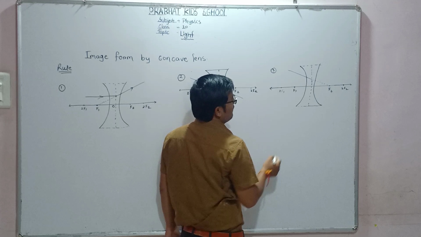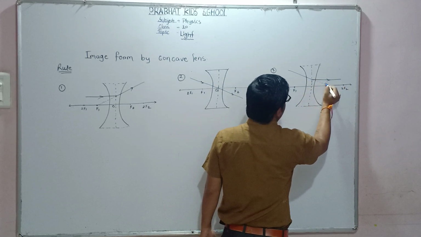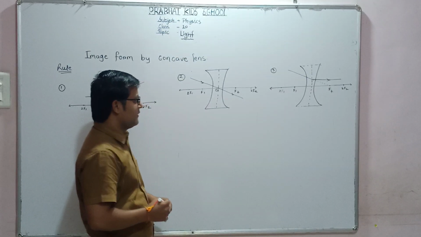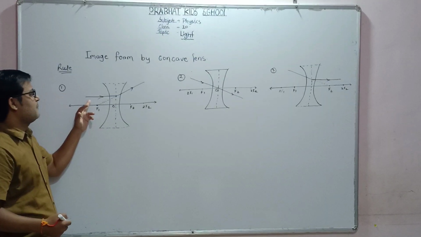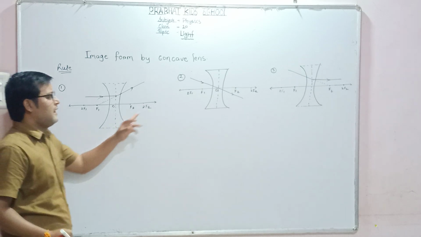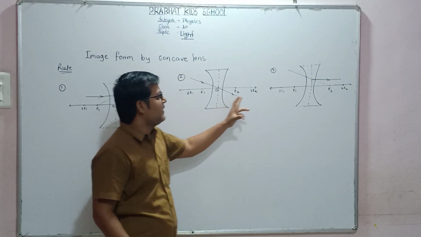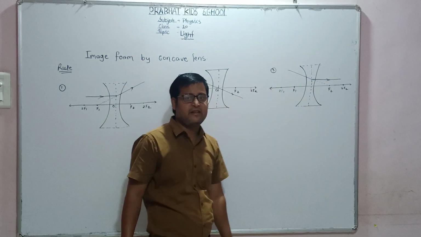what is the refraction? It is parallel to the principal axis. So dear student, these are the three basic rules. Any ray moving parallel to the principal axis appears to be diverged from the focus. Any ray moving through the optical center is undeviated. Any ray moving towards the focus, its refraction is parallel.